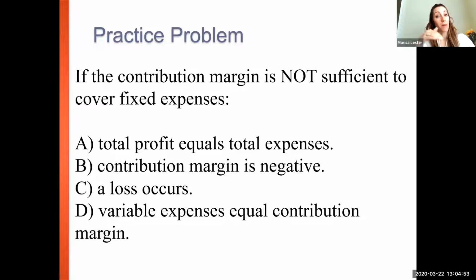So now I'm picturing in my head, what does the contribution format income statement look like? Sales minus variable expenses gives me CM. CM minus fixed expenses gives me NOI, net operating income. So if my contribution margin is below fixed expenses, that means I'm going to operate at a loss. So C would be my answer.